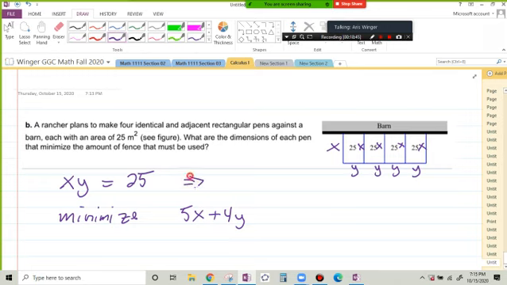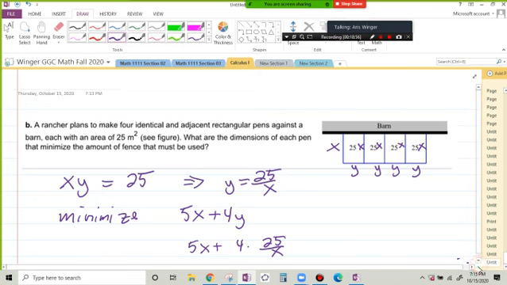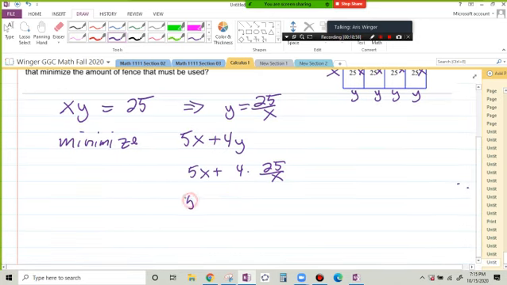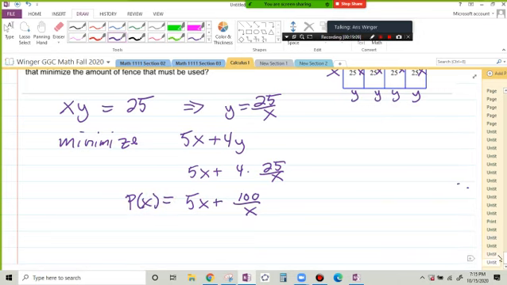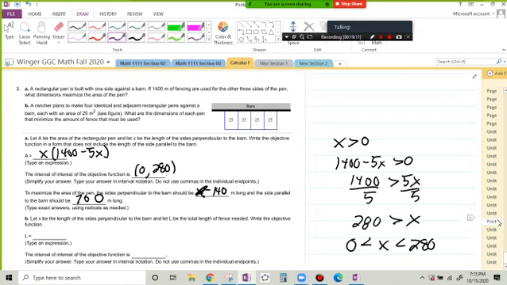We know the deal. We're going to make y as a function of x. Plug that in. 5x plus 4 times 25 over x. You can see here that how this problem gets framed is dependent upon how you label, and that is not a coincidence. I can call this the perimeter. Let's see what letter they use. L. Let x be the length of the sides perpendicular to the barn, and let L be the total length of the fence. Write the objective function, L, right?